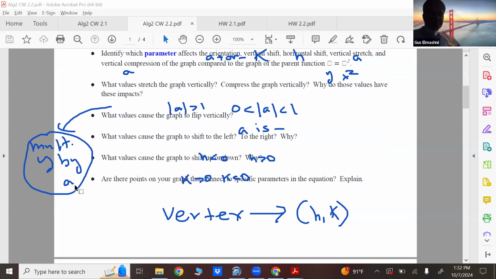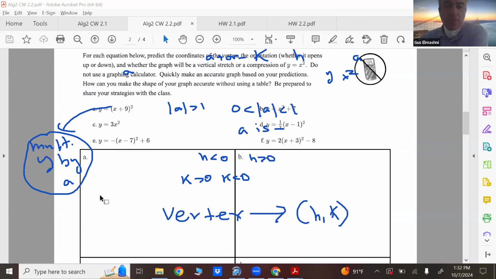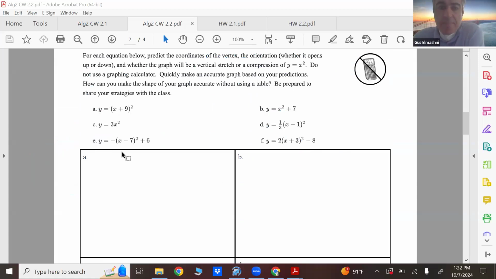So here's what we're gonna do. We're going to predict the vertex, the orientation, whether it opens up or down, and whether there's a vertical stretch or compression. Do not use the graphing calculator. Make the graph. So you guys go to your table groups, and I'll walk around and help you out.